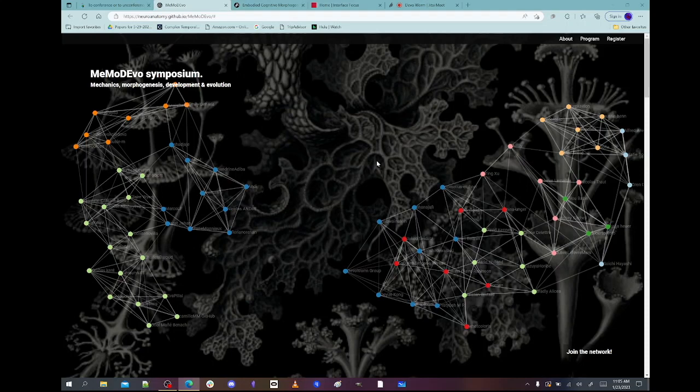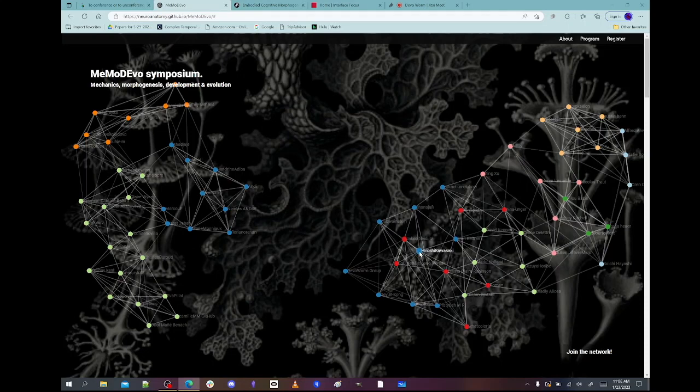It was put on by a group of people in Europe who work on different aspects of mathematical biology, mathematical neuroscience. So this was the MEMoDevo Symposium: Mechanics, Morphogenesis, Development, and Evolution. So there were a host of topics we covered in one of our previous meetings. This is a network of the attendees.